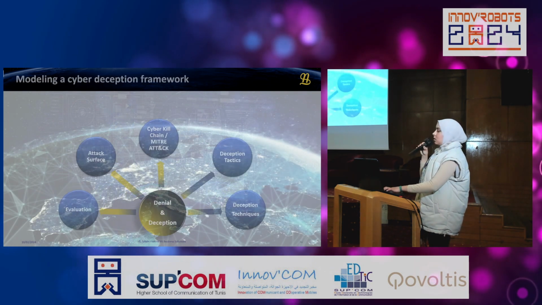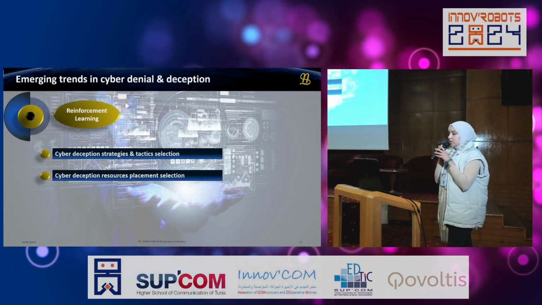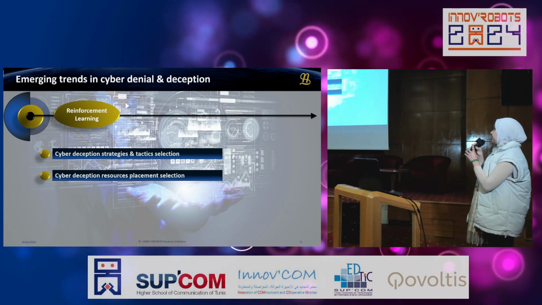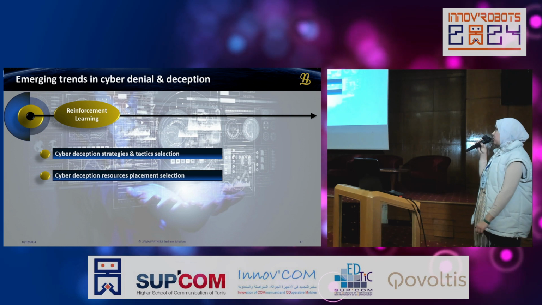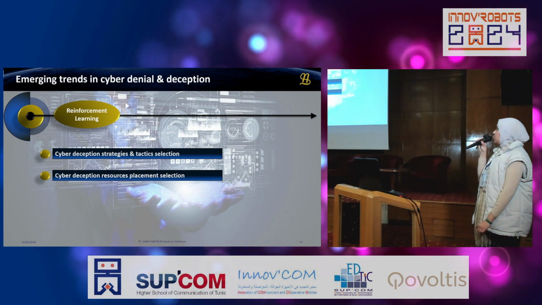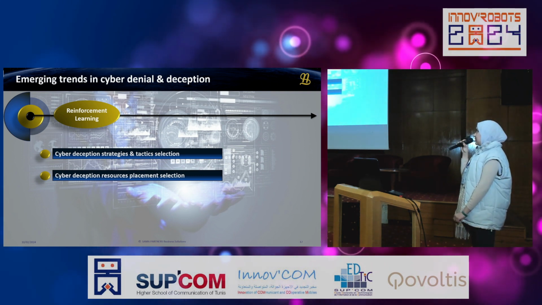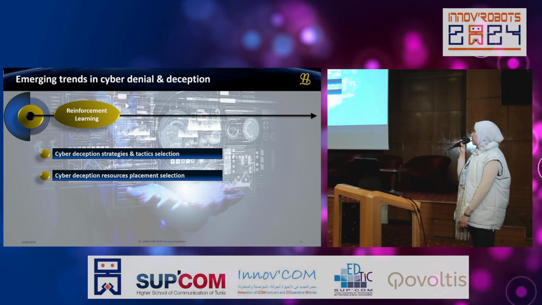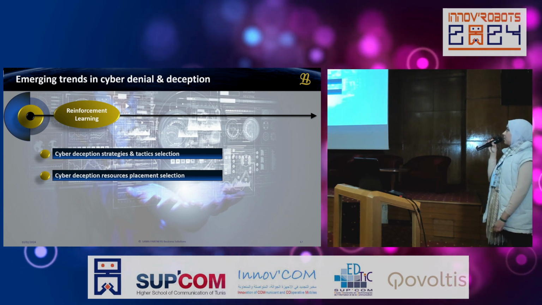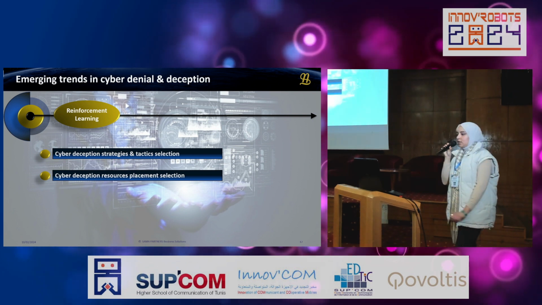Now we will move to the emerging trends or the utility of cyber deception. For the emerging trends, the first trend that I will discuss is the use of reinforcement learning. As I said, deception can be a promising cybersecurity approach for these new sophisticated cyber attacks. But here, to have a better framework, we can use reinforcement learning. For my case study in my PhD, I used reinforcement learning for two goals. The first goal is the selection of cyber deception strategies and tactics. And the second goal is the placement of these resources in the network. So these are the two utilities of reinforcement learning.